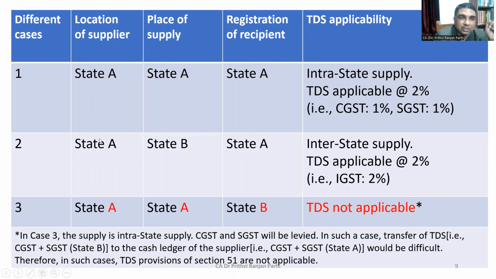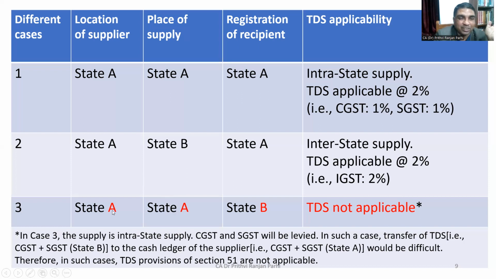In the second case, you see the location of the supplier is A, the place of supply is B, and the registration of the recipient is A. I told you the location as well as the place of supply, both should be different from the registration of the recipient. Here only one is different, the other one is the same. Therefore, TDS is still applicable. This is an interstate supply. So TDS is applicable at 2% IGST.